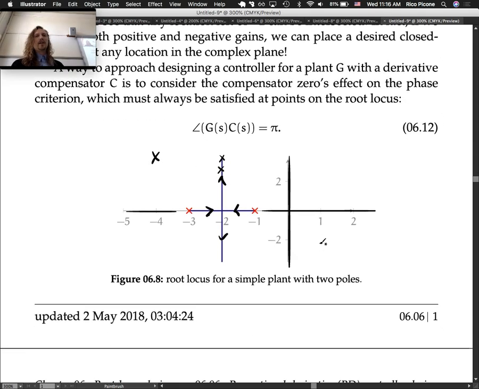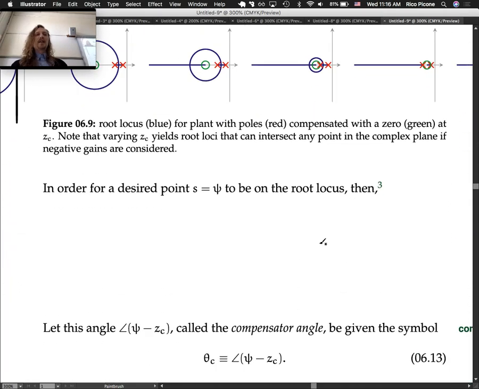So 6.12 is where we start. In order for a desired point s equals psi to be on the root locus, we need the angle of g of psi, c of psi, to be equal to pi. Now I'm dropping the plus 2 pi, plus 4 pi, etc. because I think it's a little simpler to look at. But you can go around and it's equivalent to be at pi and 3 pi and 5 pi, etc. You guys are all familiar with that modulo operation, right?